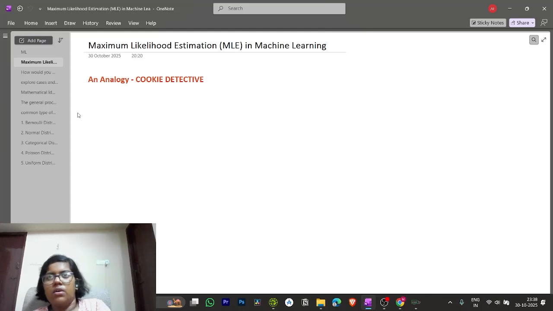In today's class, we are going to learn about maximum likelihood estimation, also called MLE in machine learning. Before we start, we will first start with an analogy. An analogy is nothing but a story where we will understand the core concepts of MLE without involving the mathematical part first. So we'll first understand how and why we do it, and then we will get into the maths part.